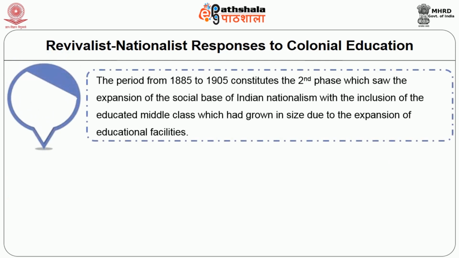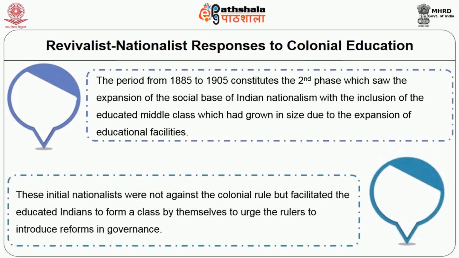This period from 1885 to 1905 constitutes the second phase, which saw the expansion of the social base of Indian nationalism with the inclusion of the educated middle class, which had grown in size due to the expansion of educational facilities. These initial nationalists were not against the colonial rule, but facilitated the educated Indians to form a class by themselves to urge the rulers to introduce reforms in governance. They voiced such demands as Indianization of services, associating the Indians in administration, and stopping economic drain.